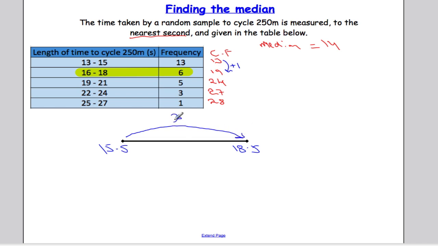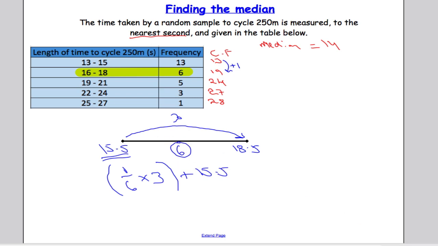So the class width is 3, and that was for 6 people. Now, I don't want the whole class width. I only want one of those 6. So I want 1/6 of that class width, which is 3. So 1/6 times by 3, and then I'm going to add on my lower bound. Always add on the lower bound to get the median, 15.5.